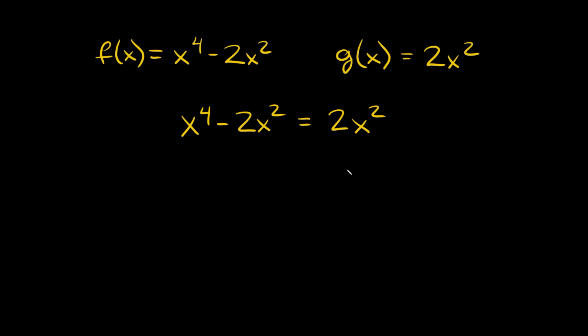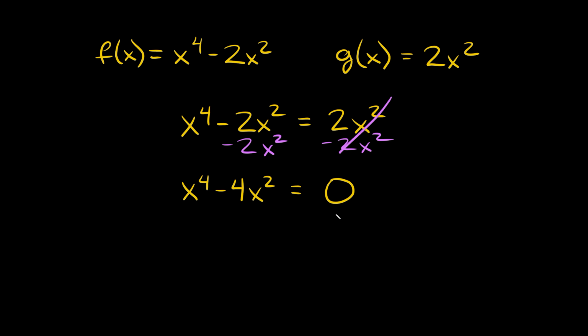So let's group all the terms on one side. Let's move everything to the left. Here we can subtract 2x squared from both sides. On this side, they cancel, and all we're left with here is x to the 4th, and then negative 2 minus 2 is equal to negative 4. So here we get minus 4x squared is equal to 0.